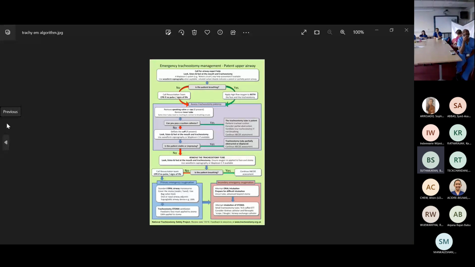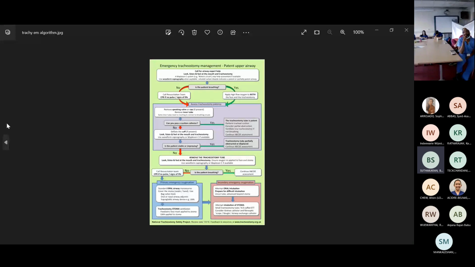First of all, obviously, is the patient breathing? Are they not breathing? If they're not breathing and there are no signs of life, put out a cardiac arrest call. If they are breathing, then apply high flow oxygen to the face and the tracheostomy. And then you have to start assessing the patency of the tracheostomy itself.